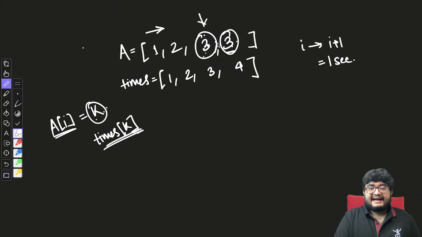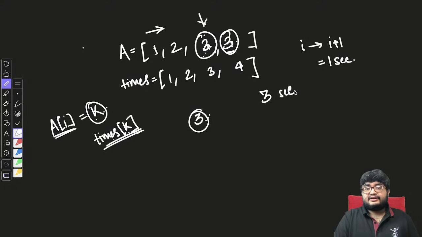So it tells that as this 3 has already been picked up, check the value, the array element, not the index. We have already picked up an item of type 3. Let's call these types, right? Now, as we have picked up 3 already, what is times of 3? Times of 3 is 3. So we must wait for 3 seconds to be able to pick up 3 again.